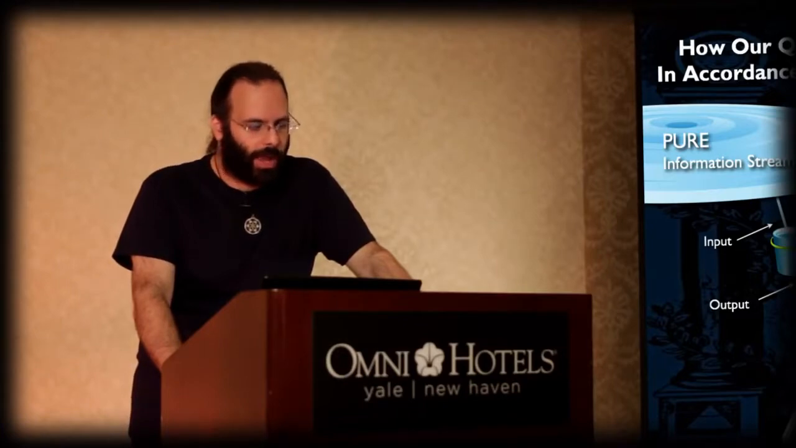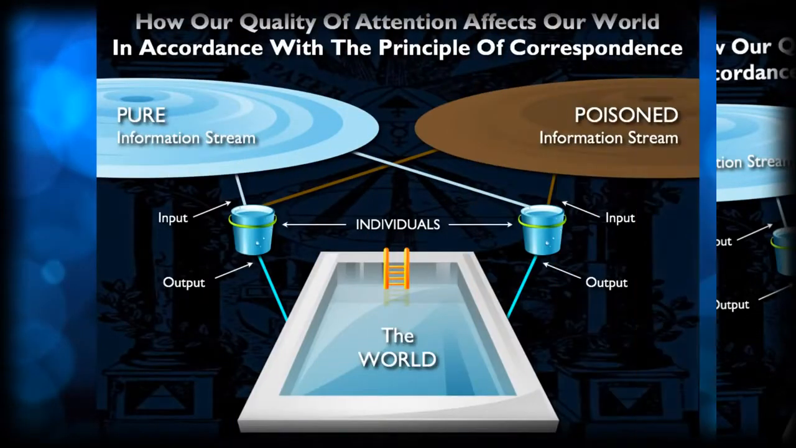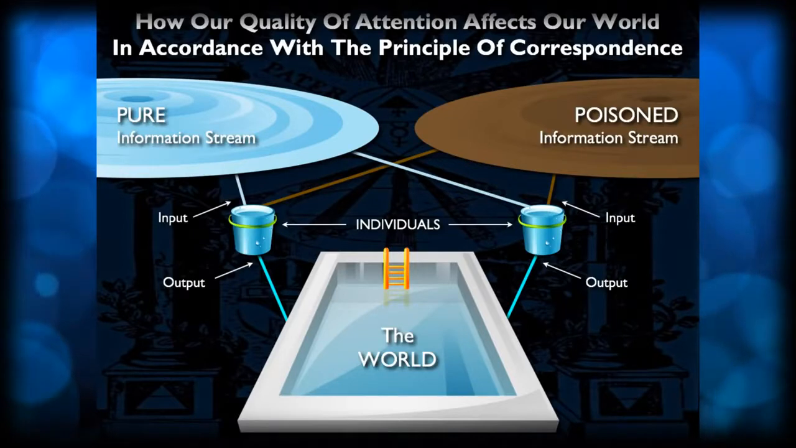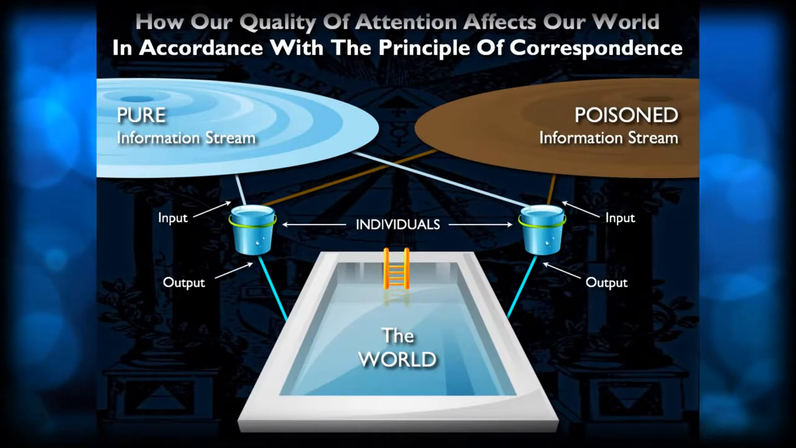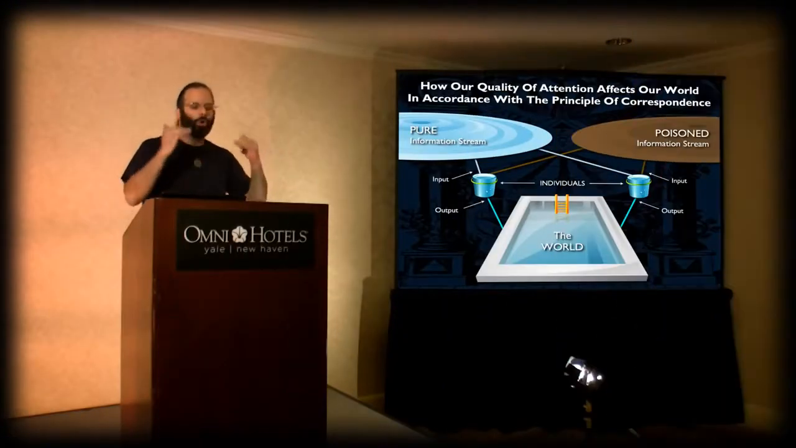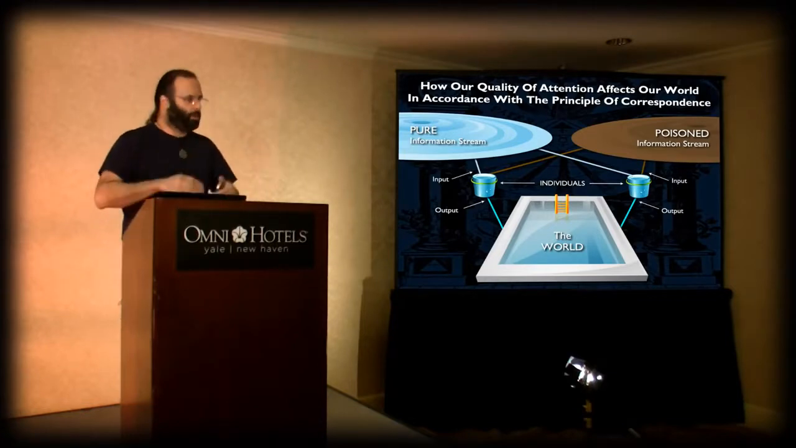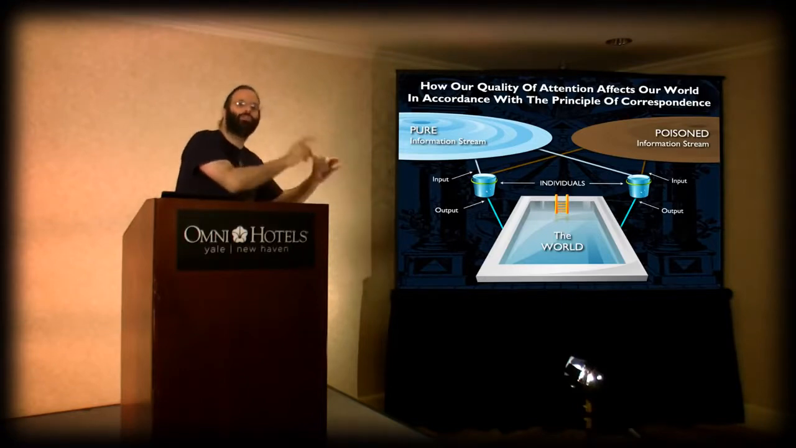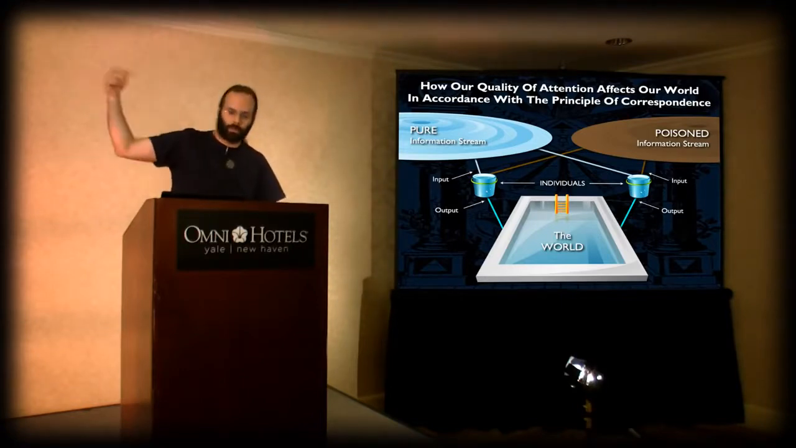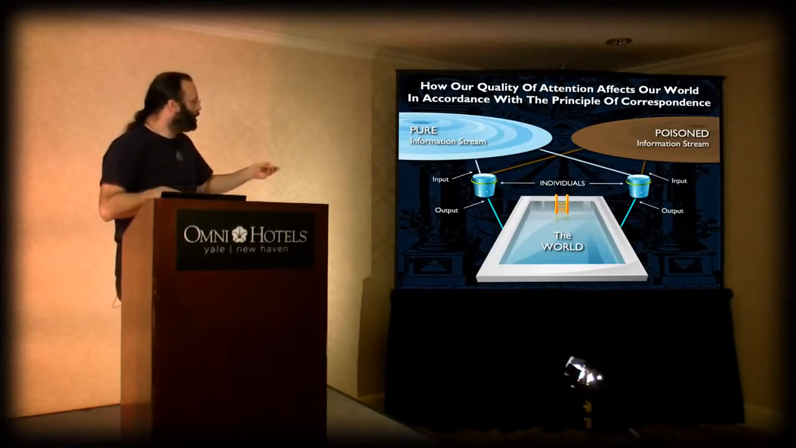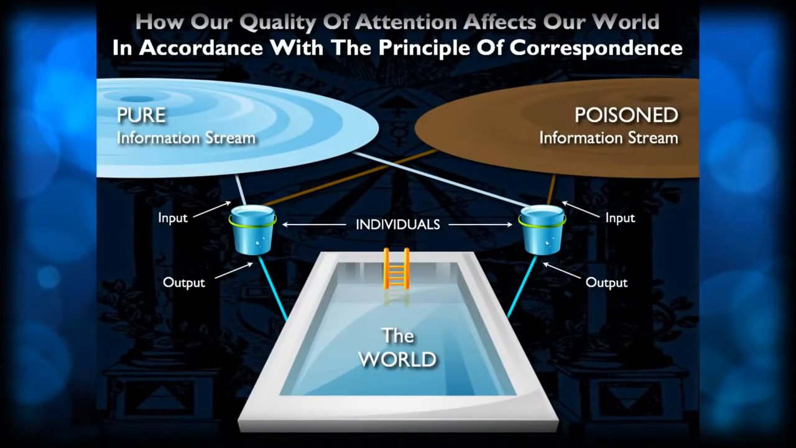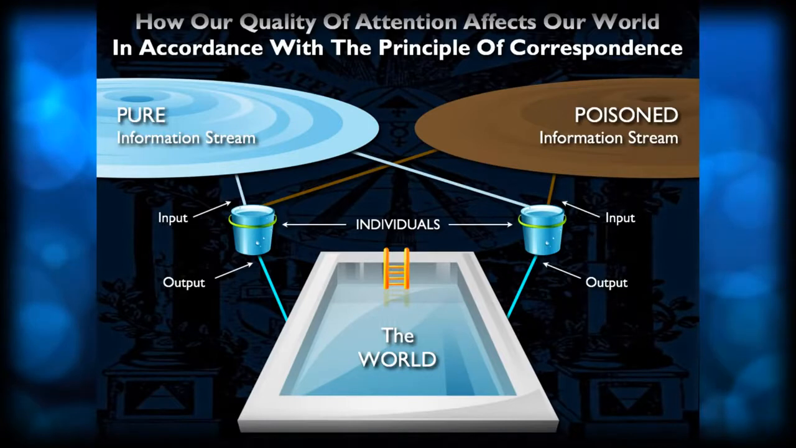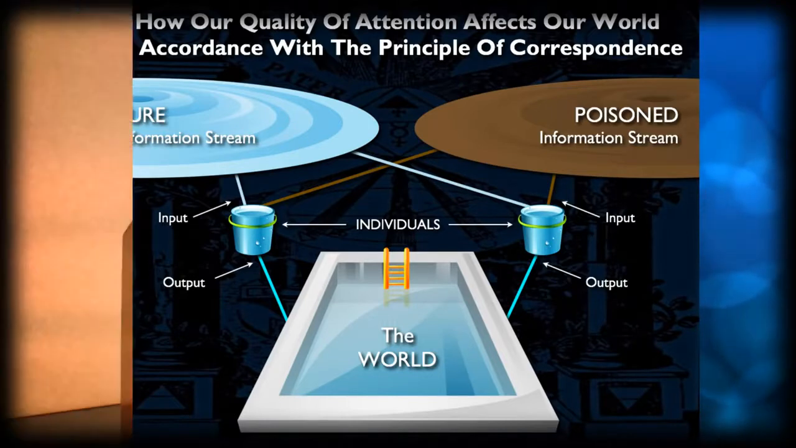This is a simple chart of how the quality of our attention, and again, this is in the aggregate, but it's created by all the individuals, how the quality of our overall attention as a species will affect our world in accordance with the principle of correspondence, which states, as goes the microcosm or the microcosmic units, so will become the macrocosm. Okay? So over here, we have a pure information stream. This is good information. This is information that resonates with truth, and is capable of helping to develop wisdom or right action within the being.